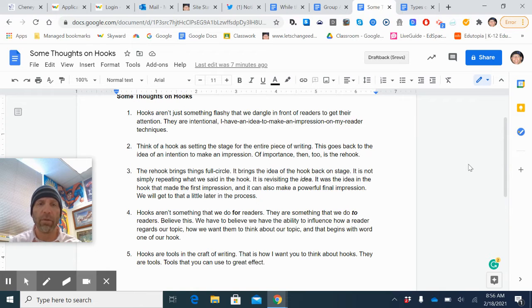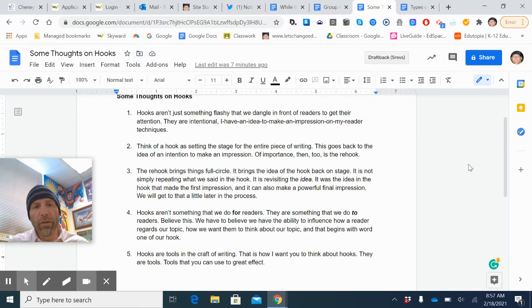Basically, the idea of the rehook is it brings things full circle. It puts the idea of the hook back on stage. It is not simply repeating what we said in the hook. It is revisiting the idea of what we came up with that first made that first impression. And then there's an opportunity there to make a powerful final impression too. As I said, we'll get to that a little later in the process.